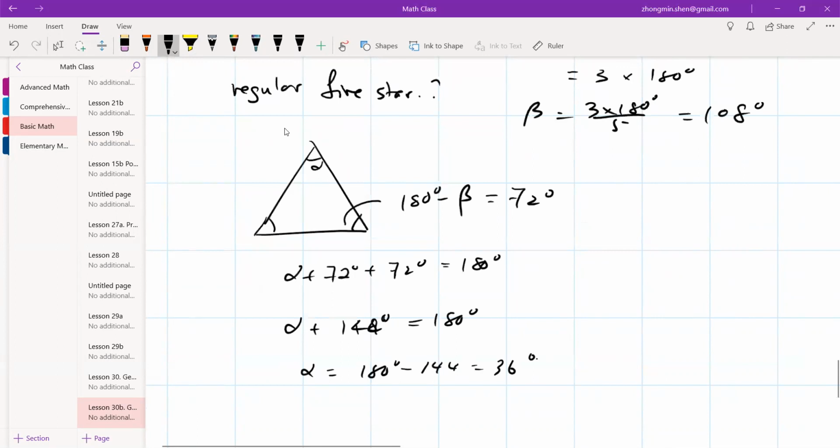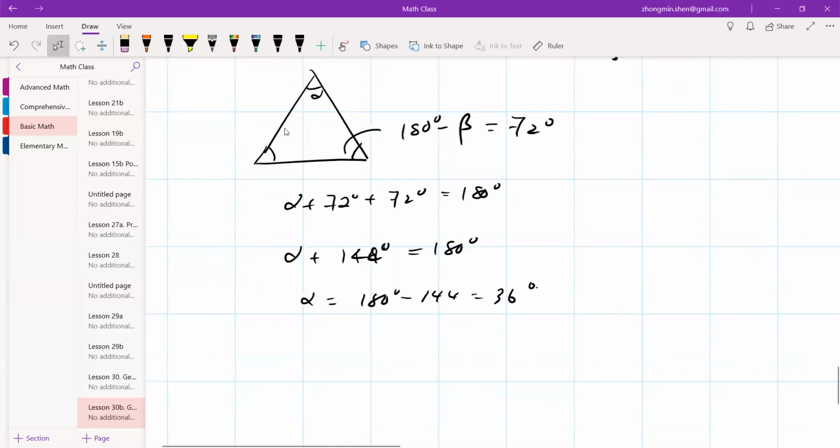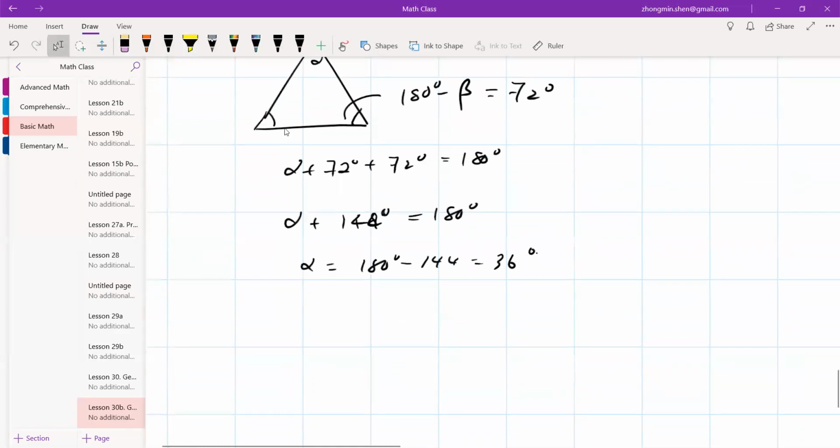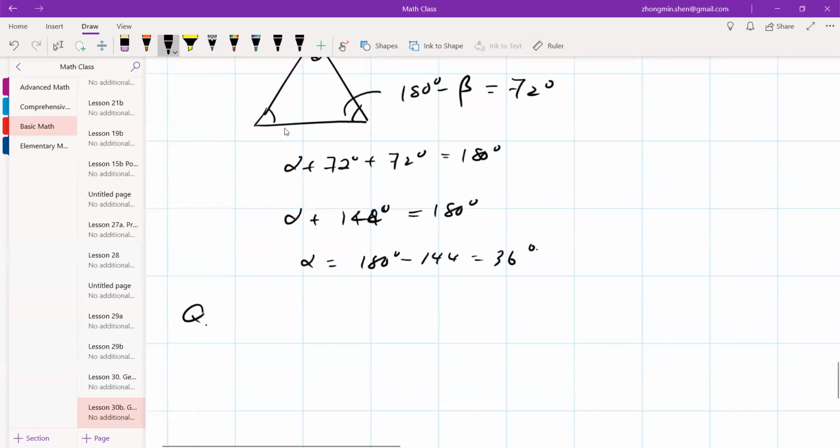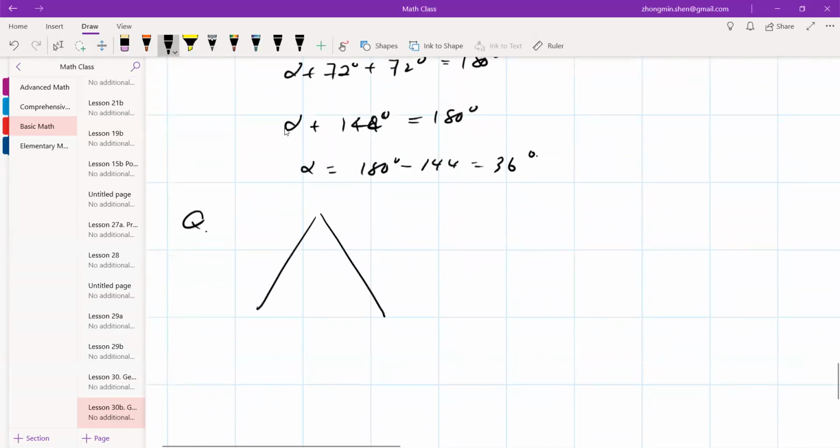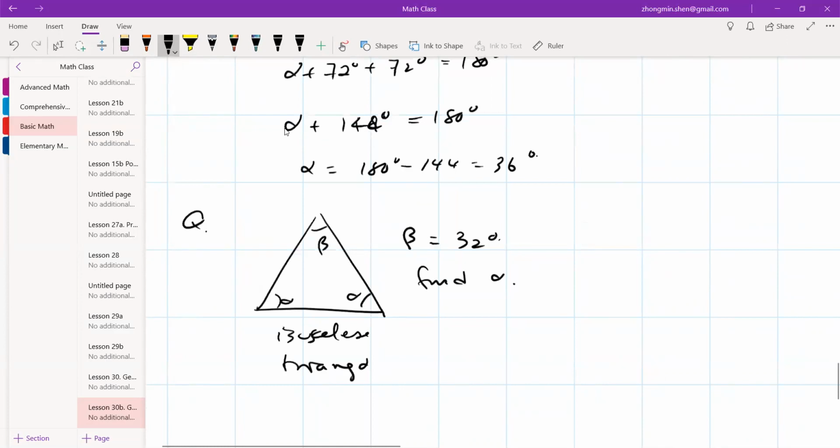Yeah, so 36 degrees. Let's work out an easy one. If you know this is an isosceles triangle, and beta is going to be 32 degrees, can you find alpha?